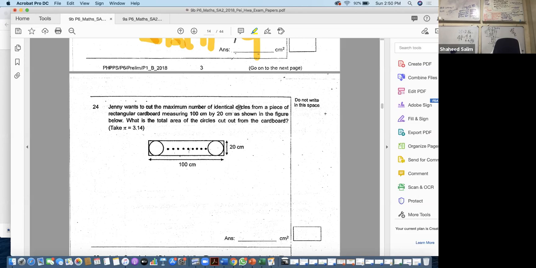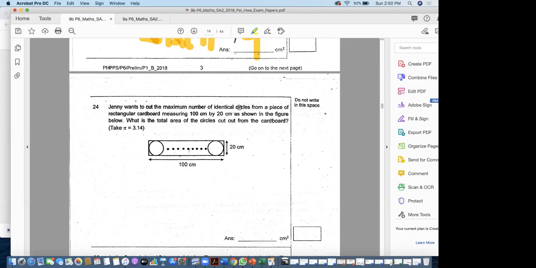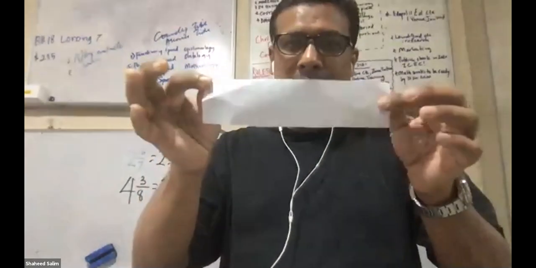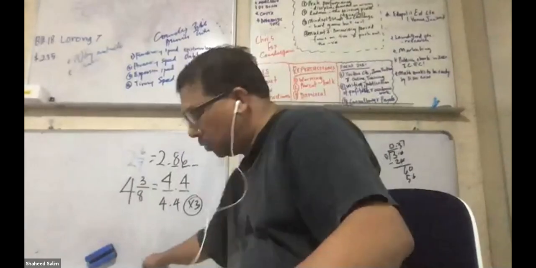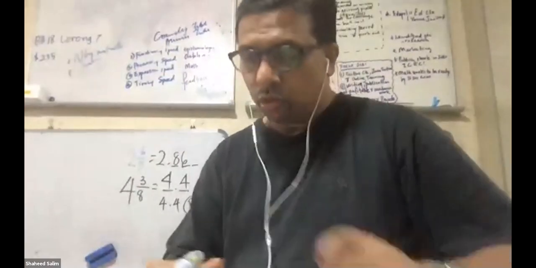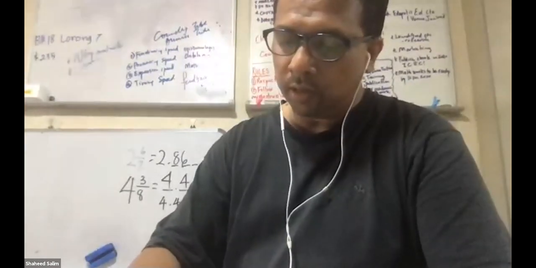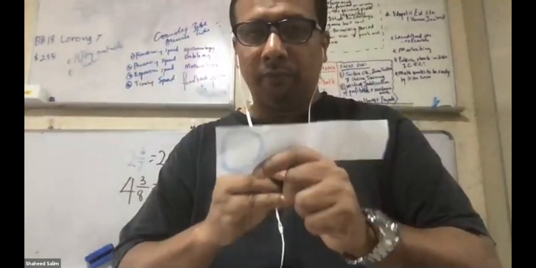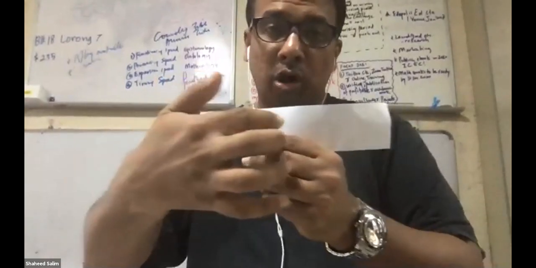So I will draw this for you. Okay, you don't understand, so I'm going to draw for you. Imagine now, this is the cardboard. On this cardboard, the circles drawn have a diameter of 20 cm. Now it's going to cut out the circles, but you're going to draw right until the end.